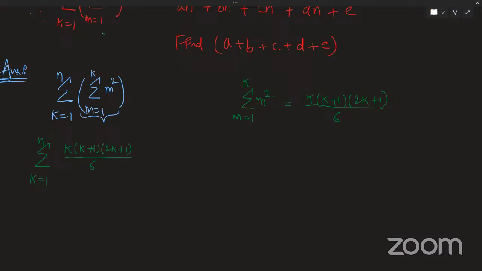Can I open this bracket and evaluate the terms? Yes, I can do that. So it will be sigma k going from 1 to n. It will be k square plus k. So 1 by 6 can be taken out common. K square plus k into 2k plus 1.